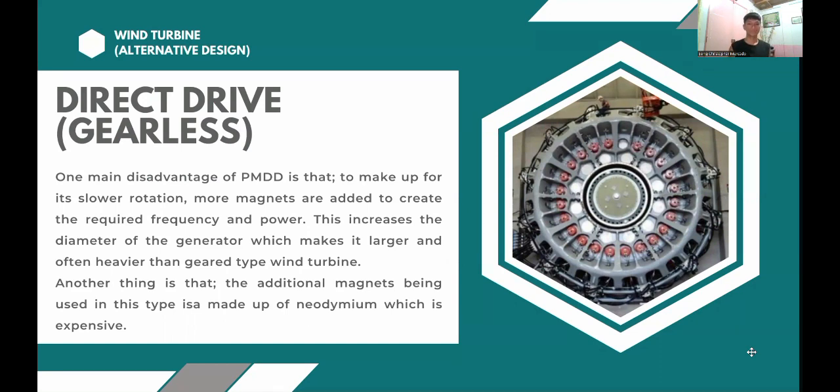So ang disadvantage daw nito ay gawa daw ito sa mas maraming magnet dahil mas kailangan nitong mag-supply ng power and frequency. So dahil dito sa magnet na ito, mas lumaki yung generator tapos mas mabigat. Kaya ang gamit na magnet dito ay neodymium, which is expensive.